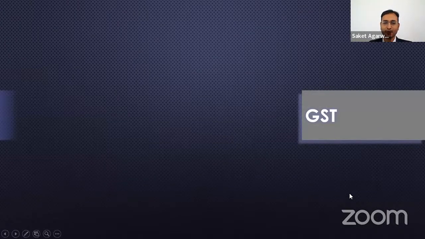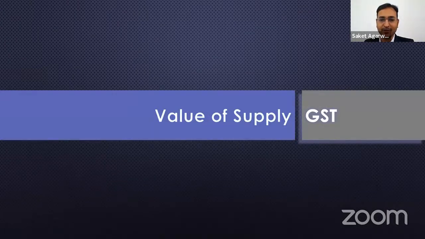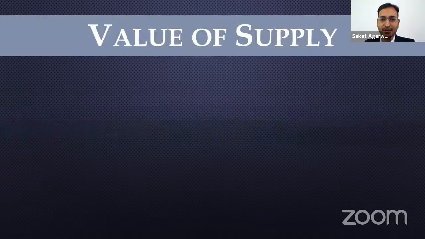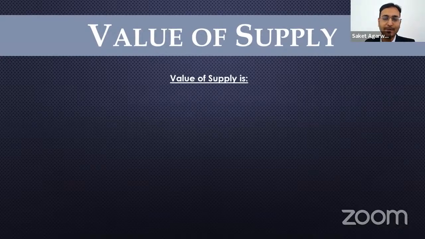All right, before we get started with the topic, let us first try to understand why this chapter is there in the GST syllabus. Why is this chapter there in the GST law? What were the problems being faced by the government which they wanted to solve by bringing in the provisions for value of supply? Value of supply means the price on which GST has to be paid. The price or the amount on which GST has to be paid.